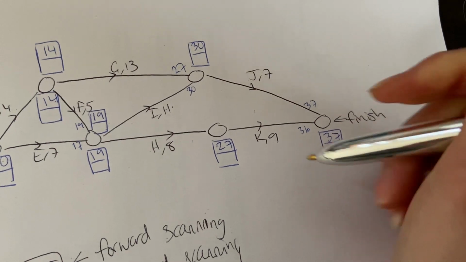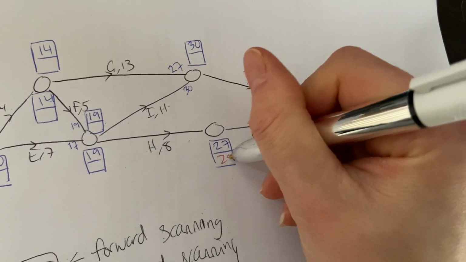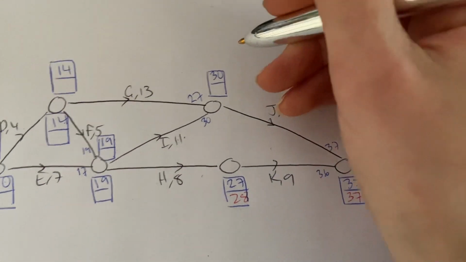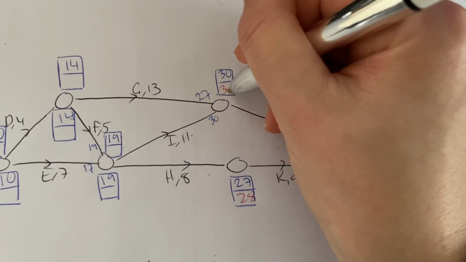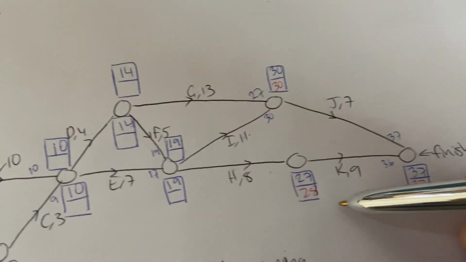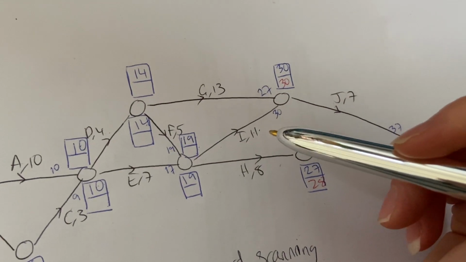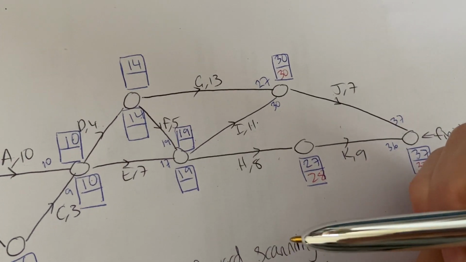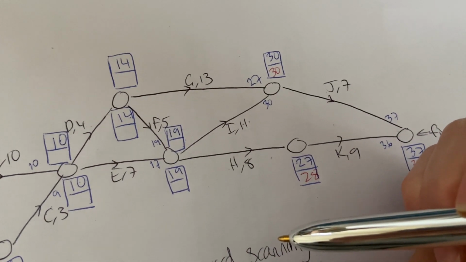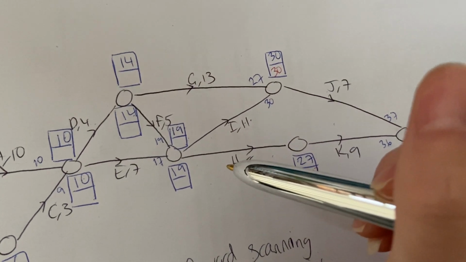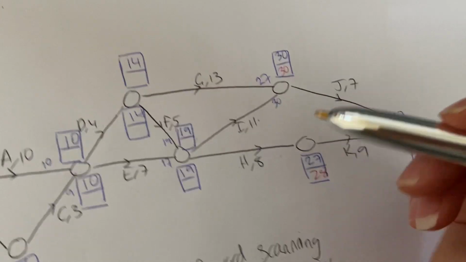So 37 take away 9, 28. 37 take away 7, 30. So they're the same. That means J is on the critical path. Then working backwards, this is when we've got some multiple boxes going on. When you've got multiple boxes to fill in, it's actually not as hard as when you're starting with multiple boxes to work backwards.